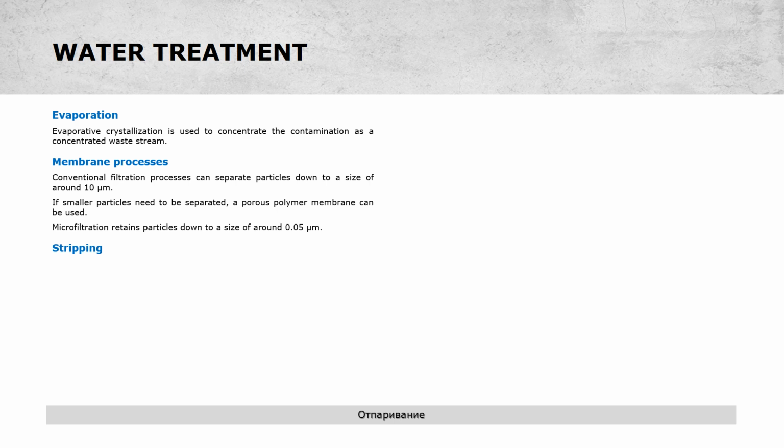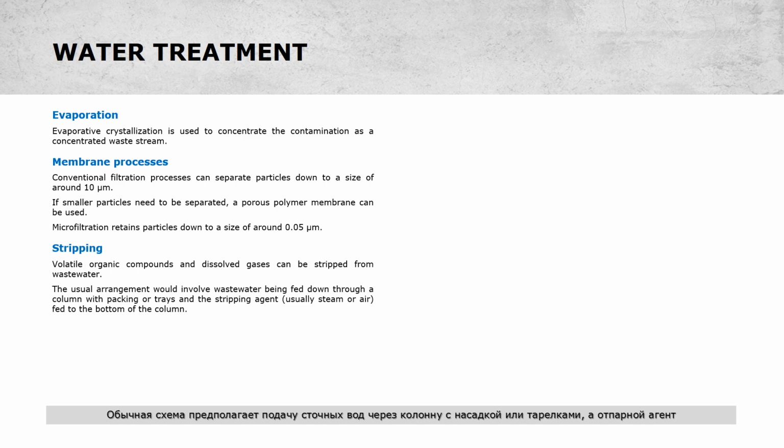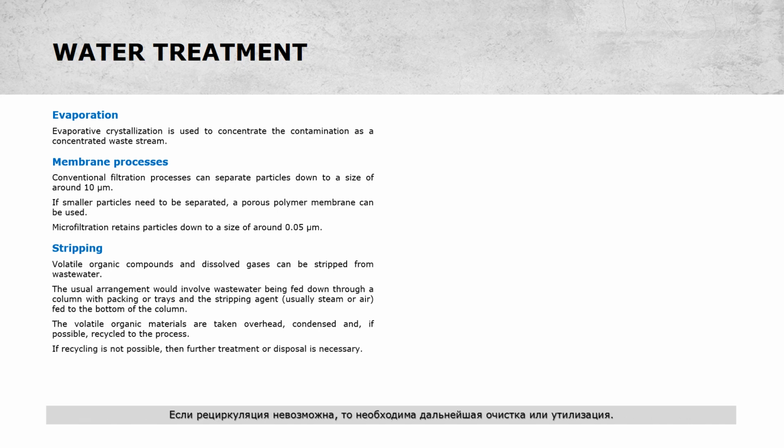Stripping. Volatile organic compounds and dissolved gases can be stripped from wastewater. The usual arrangement would involve wastewater being fed down through a column with packing or trays and the stripping agent, usually steam or air, fed to the bottom of the column. The volatile organic materials are taken overhead, condensed and, if possible, recycled to the process. If recycling is not possible, then further treatment or disposal is necessary.